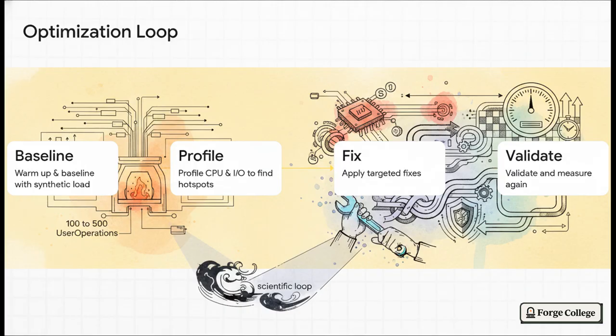Step 1, we warm up the system and establish a baseline using a synthetic load, say 100 to 500 user operations. Step 2, we profile the CPU and I/O to find the real hotspots. Step 3, we apply our targeted fixes. And finally, Step 4, we validate and measure again. It's a highly scientific loop, really. It keeps us from chasing ghosts and lets us isolate exactly what's choking the system.